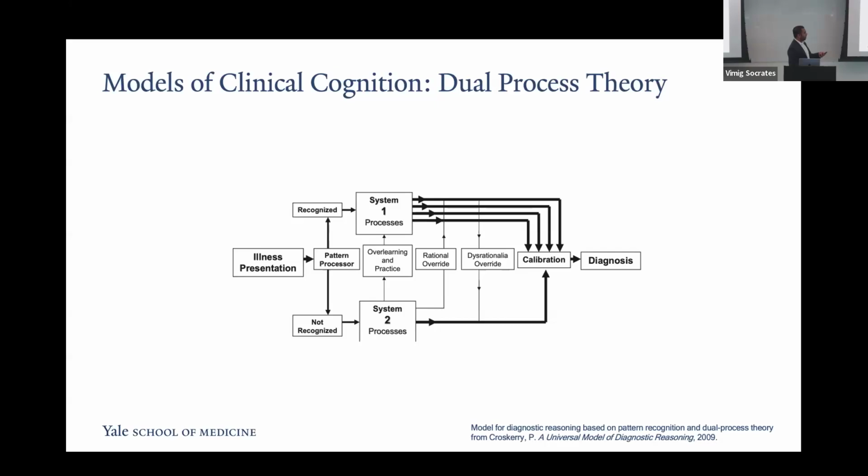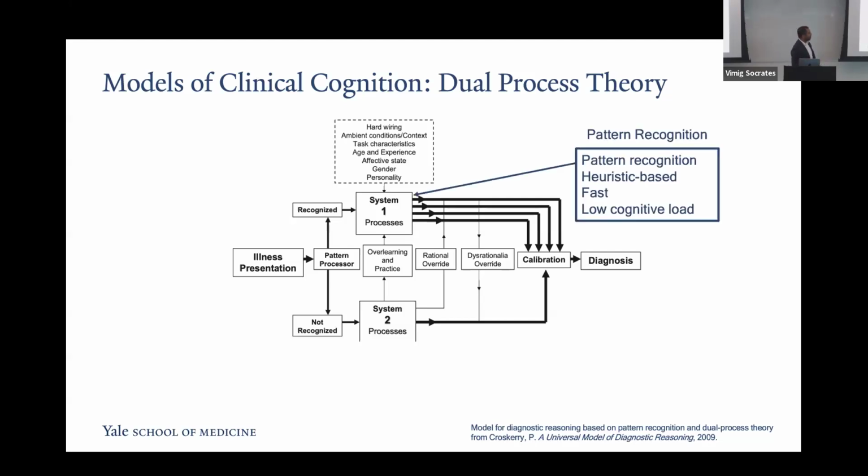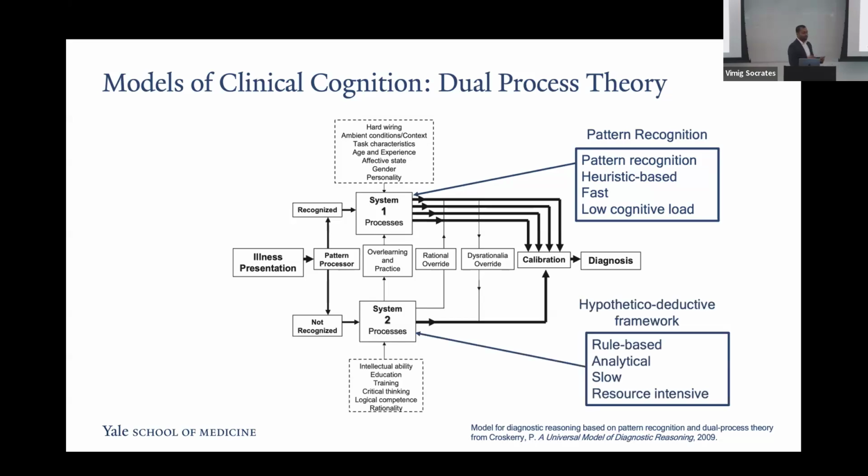And so initially, a patient presents to the ED. There is some amount of cognitive work going into figuring out whether or not that patient, or similar patients, have been seen before. If they have been, then you go through the lower cognitive load, the easier task of just doing pattern recognition. If that's not the case, then they're going to do that more complicated task of hypothetical deductive reasoning. There's higher cognitive load, it takes more time.